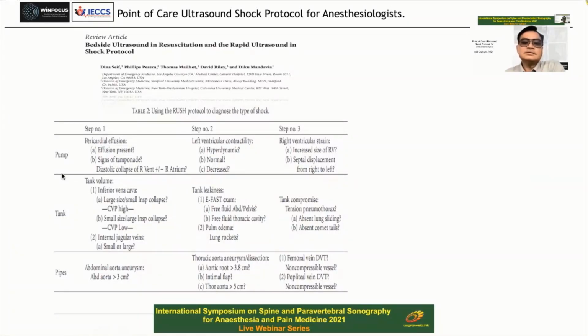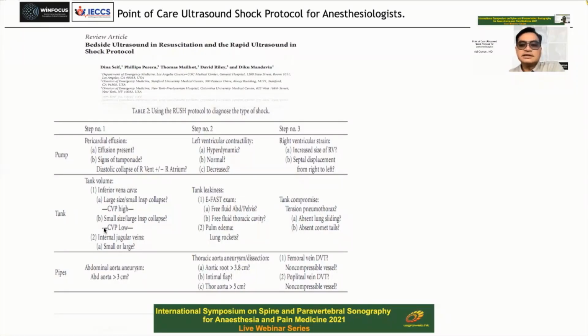For example, in assessment of the pump, we look at whether there is a pericardial effusion. We look at left ventricle contractility, whether it is hyperdynamic, normal or decreased. We look at right ventricular strain, whether there is an increase in size of the right ventricle or a sign of septal displacement. For the tank, we look at the IVC, whether it's large or small.